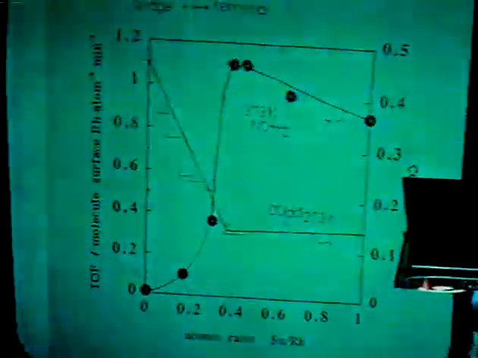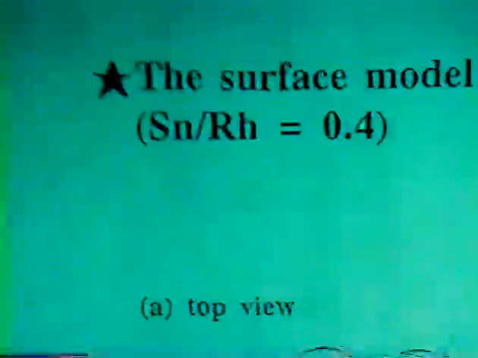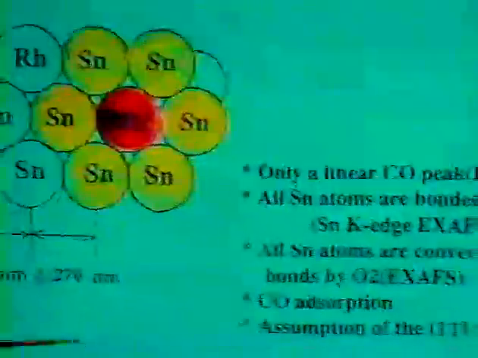The catalytic activity is not increased linearly, but increased in an S-shaped form. So the critical value for the tin content is around here. Below this critical value for the tin content, we observe the terminal carbon monoxide peak by FTIR and also the bridge type carbon monoxide adsorbed on the bimetallic catalyst. Above this tin content, we observed only the terminal carbon monoxide peak.